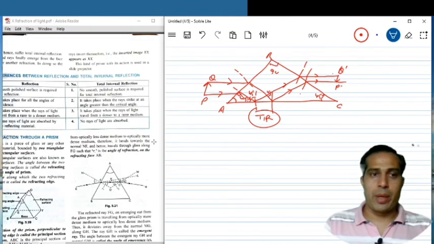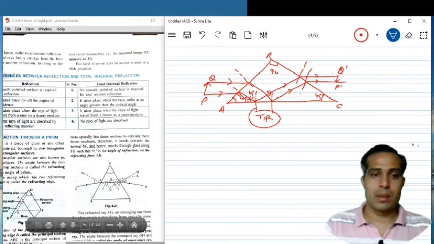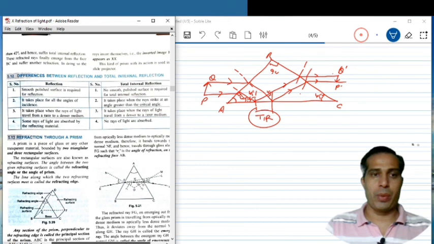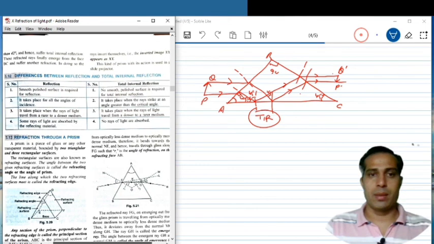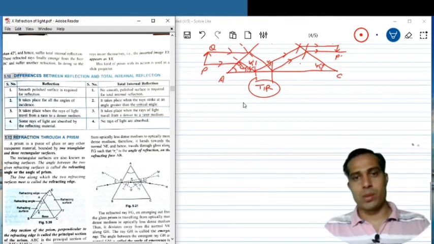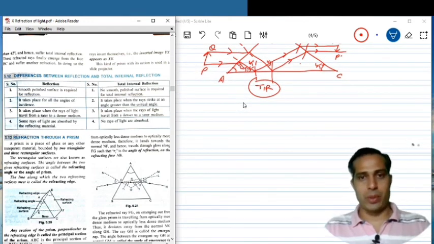Then we have the differences between the reflection and the total reflection. These are the simple points that we all know how to differentiate. Then we will discuss the next topic in the next video, that is the refraction through a prism.